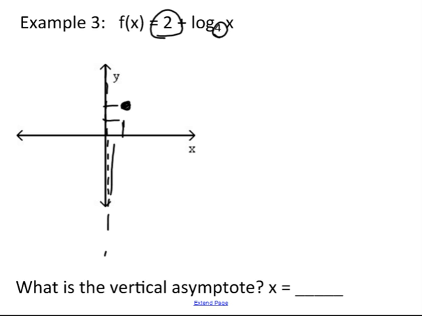And then my graph is going to look like that. x equals 0, vertical asymptote.